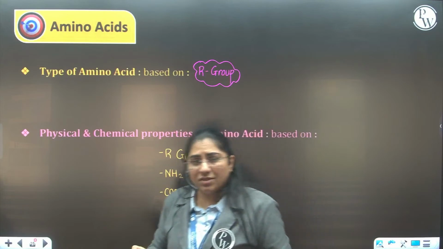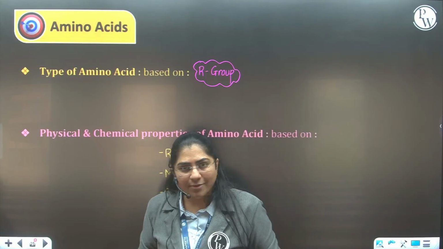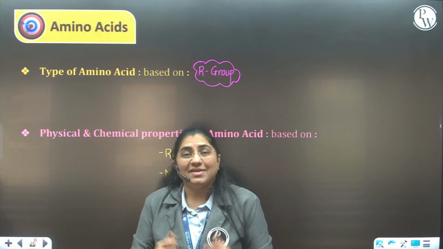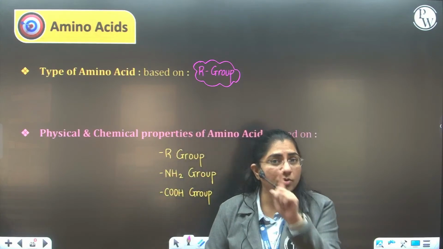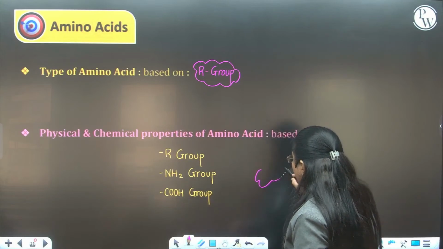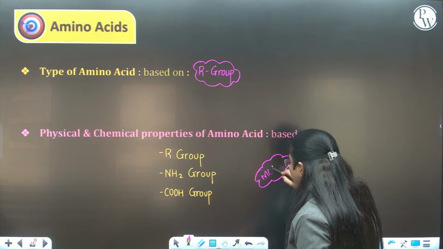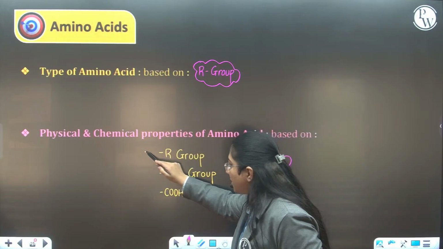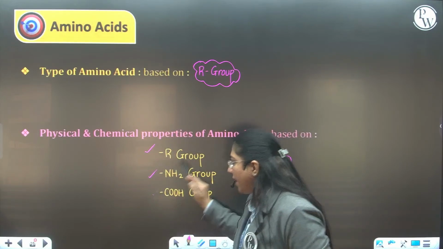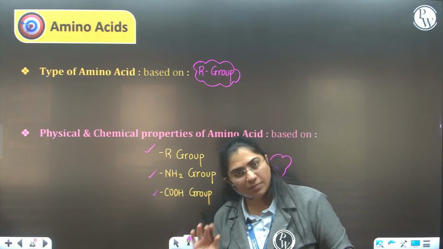Like any other compound, there will be physical and chemical properties of amino acids. What decides the physical and the chemical properties? Is it only the R group? No. Be careful. This can again come as an MCQ in the NEET, where they will ask that it depends upon dash. So it depends upon the R group, the amino group and the carboxyl group. Is that clear?